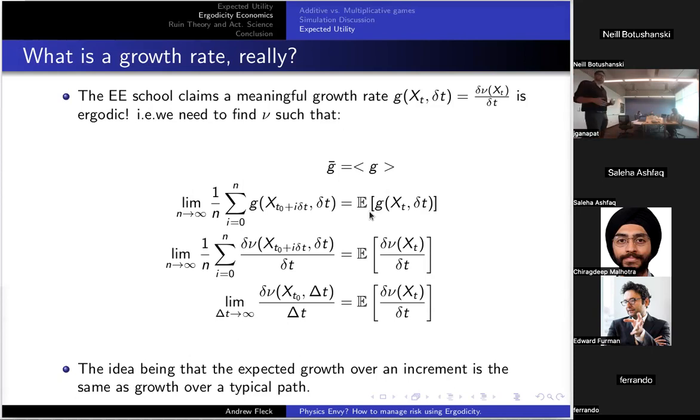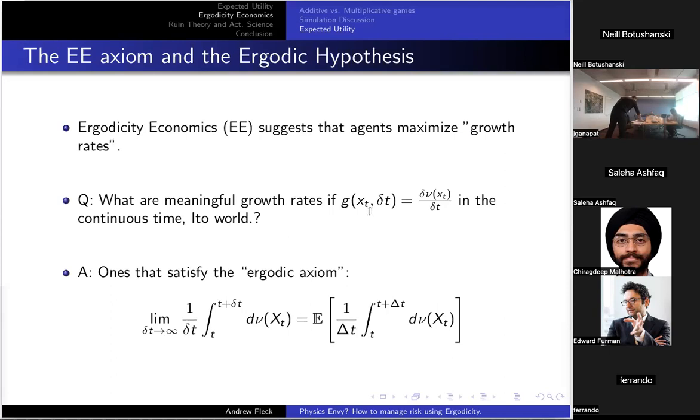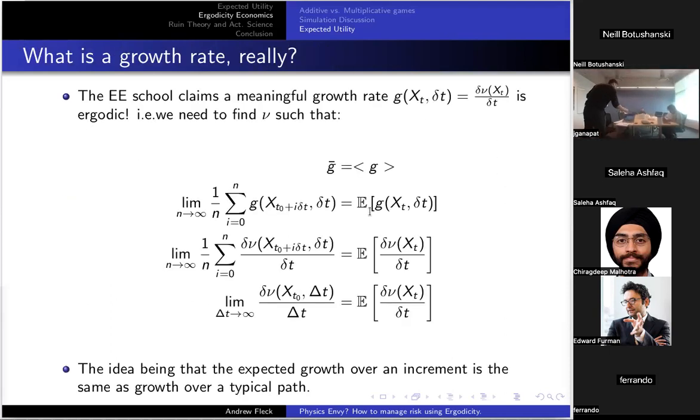And there's some justification behind it, and there's some debate about what it could possibly mean. But the idea is that the expected growth over one increment, assuming everything is stationary, should be the same as over a typical path to be informative. And what they suggest is that agents actually want to maximize a growth rate. So the growth rate is the thing that we're actually interested in, not utility. So this nu that is used to construct your growth rate is what we should be looking for.